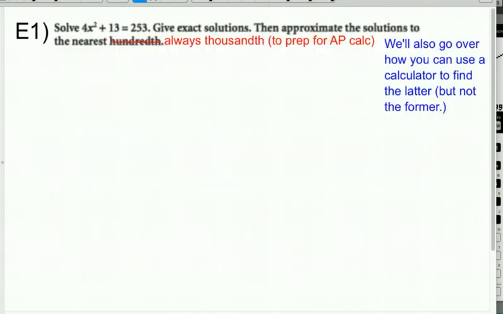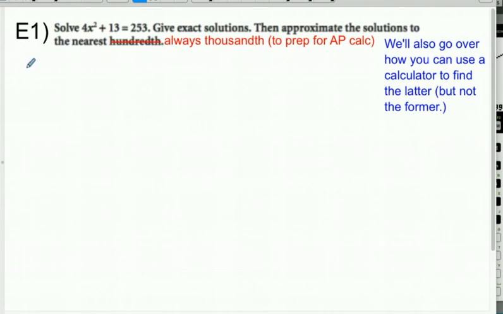Okay, moving on. So in example 1, we're going to solve 4x squared plus 13 equals 253. We're going to give the exact solutions. Then we're going to type in our calculator and give approximate solutions. I'm going to show you a couple ways to do that in your calculator. We're going to approximate to the thousandth, not the hundredth, because it's always the thousandths place for the AP Calc exam, and we should get used to it.